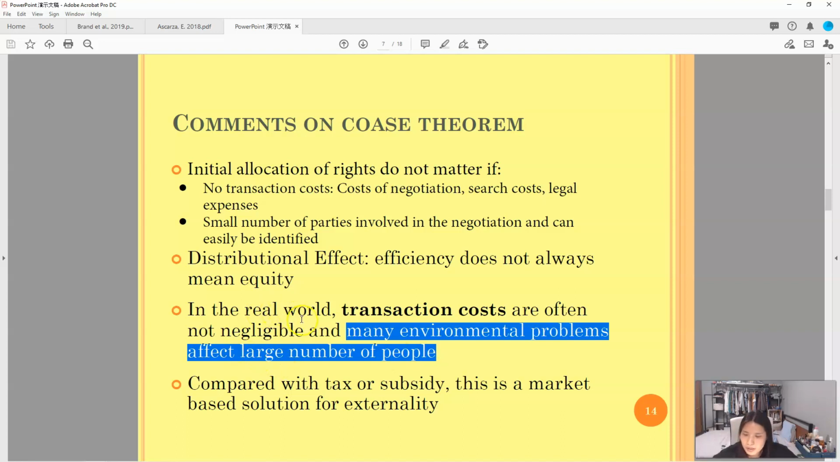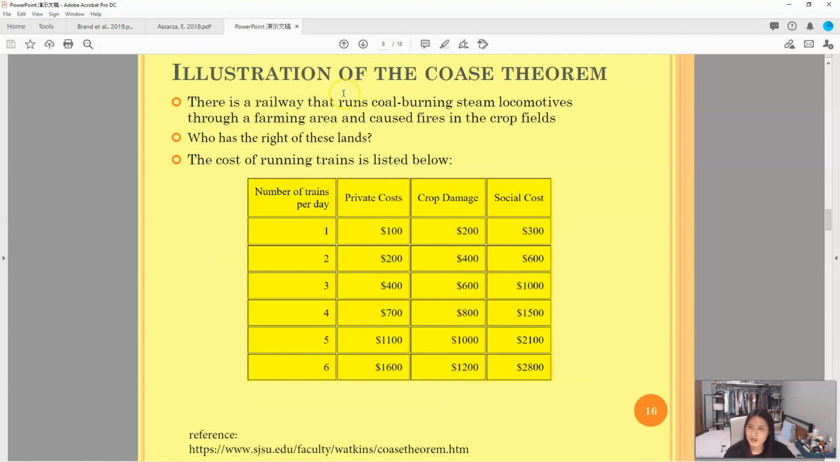So compared with tax or subsidy, the Coase theorem is a market-based solution for externality. For example, the market would achieve the social optimal level, so we call the Coase theorem a market-based solution when there is pollution, such kind of externalities. So here is our first example to see the Coase theorem.